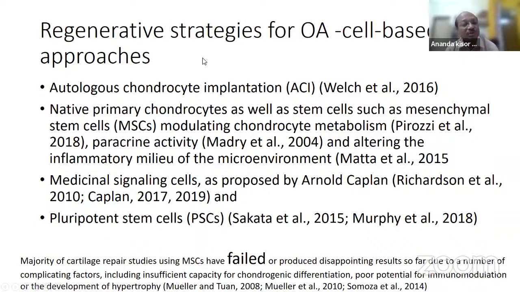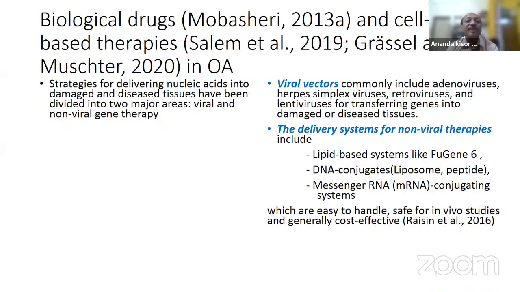But unfortunately, the majority of cartilage repair studies using mesenchymal stem cells have failed because of several causes, like insufficient capacity of chondrogenic differentiation, poor potential for immunomodulation, or the development of hypertrophy. Because of this, stem cell therapy usually fails in osteoarthrosis. So how can it be rectified?